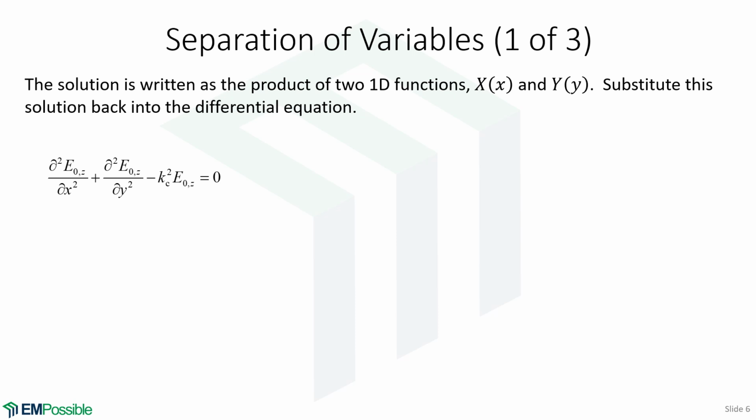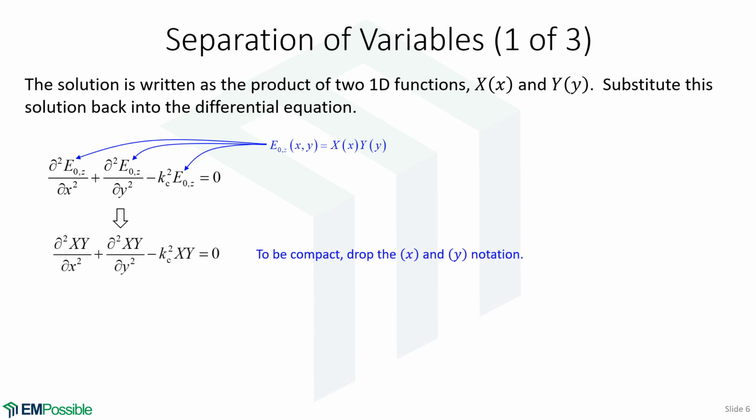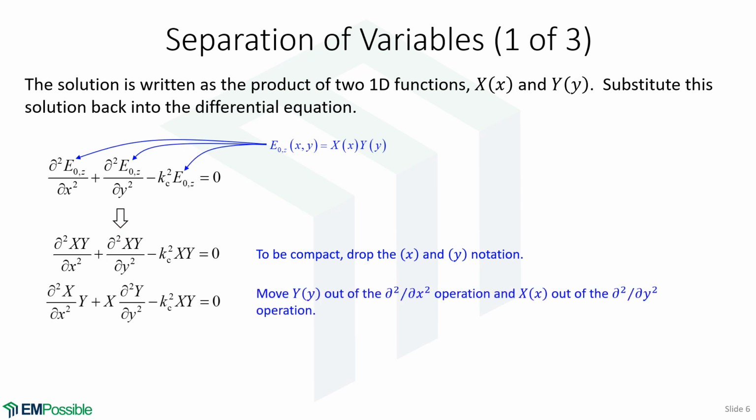So we have our differential equation that we're going to solve. And we know that we're going to let our solution, E naught z, be the product of two one-dimensional functions. So the first step here is to plug in big X times big Y in place of E naught z. When we do that, we end up here. And just to be clear and compact, I'm dropping the parentheses (x) and (y), but make no mistake, big X is a function of only little x, and big Y is only a function of little y. Now we notice, since big Y is not a function of x, it can come to the outside of the partial derivative. Likewise, since big X is not a function of y, it can come to the outside of the partial derivative. So that's what we did here.